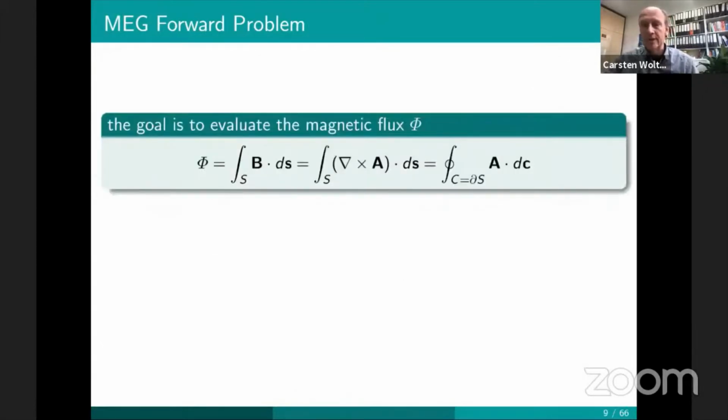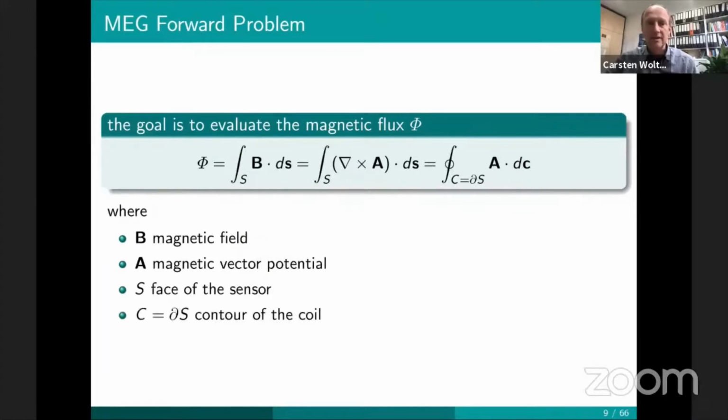In fact, MEGs are not measuring the magnetic flux, the magnetic field or magnetic induction B, but the MEG measures at sensors which have a phase or a surface S. It measures the integration of this magnetic field, which by Stokes' law can also be expressed as a line integral over the outer contour of that sensor over the magnetic vector potential. So in this equation, B is the magnetic field or magnetic induction, A is the magnetic vector potential, and the law of Stokes has been used in this formula. S is the phase of the sensor and C is the contour of the coil.